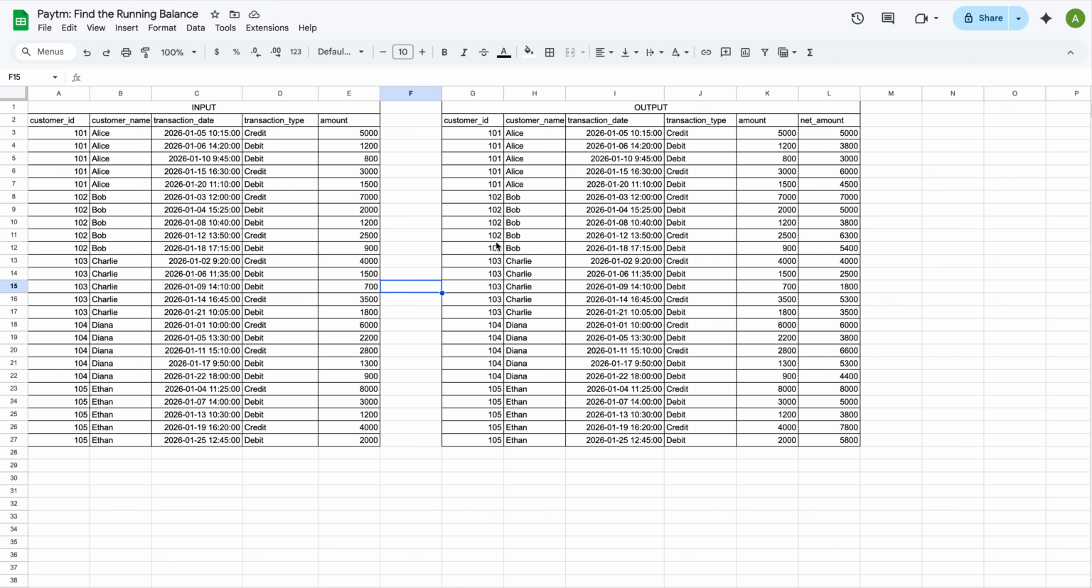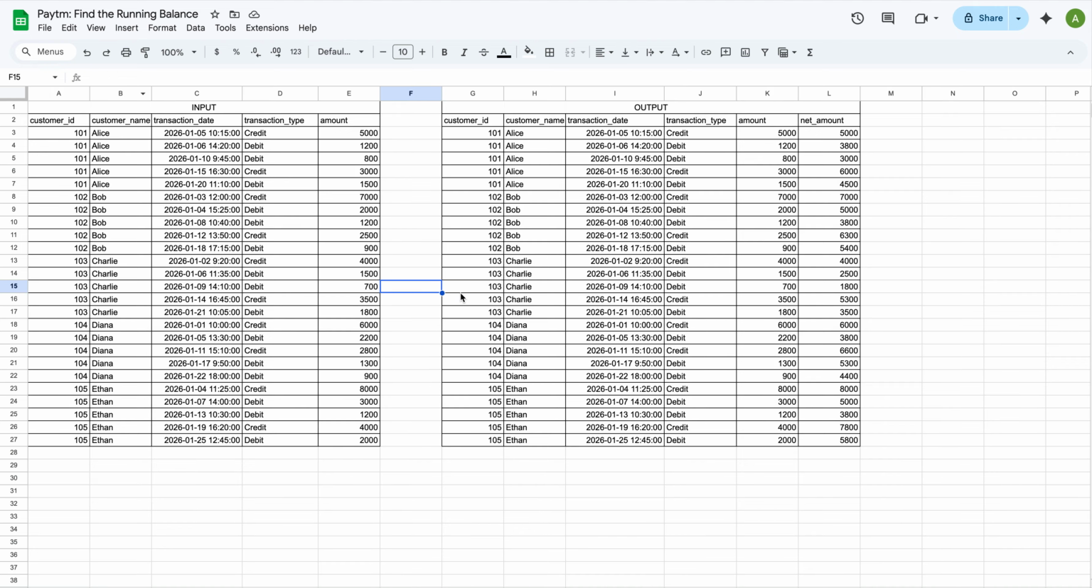This is Akshay and today I have another interesting SQL interview question for you guys, and this time again it was asked to one of my friends at Paytm. The question is quite simple: to find the running balance of a given bank account. They gave me a customer ID, customer name, a transaction date, transaction type, whether it's a credit or a debit, and then the amount. You are asked to find the running balance in the form of a net amount, or anything you can name this column. I gave it net amount.